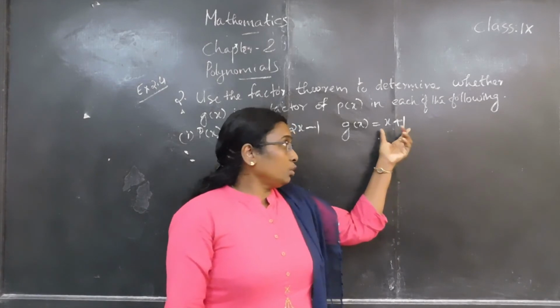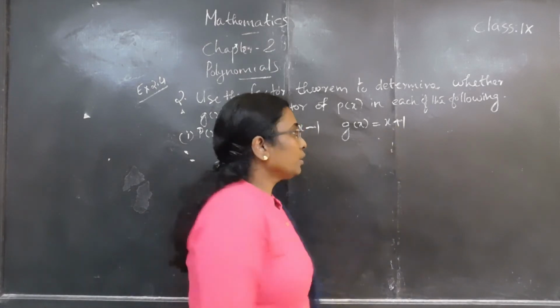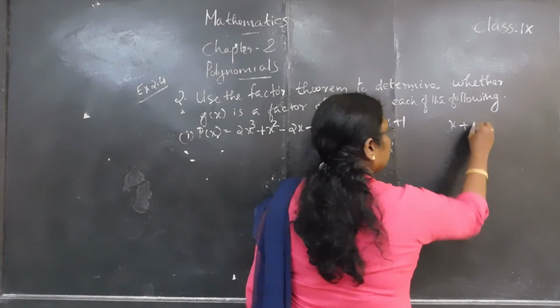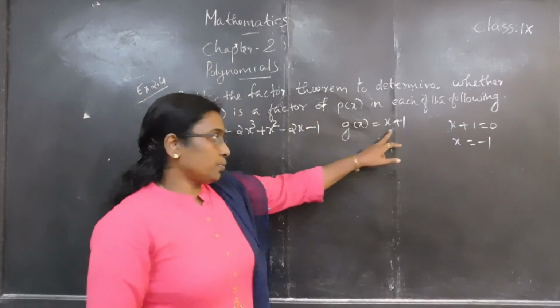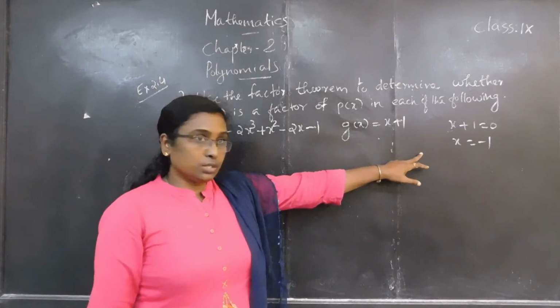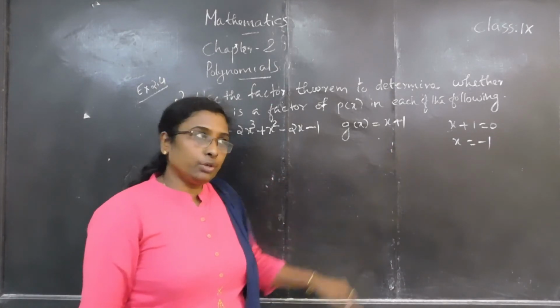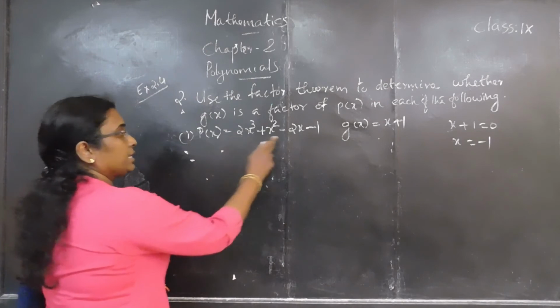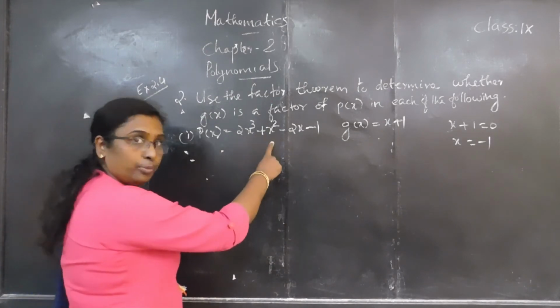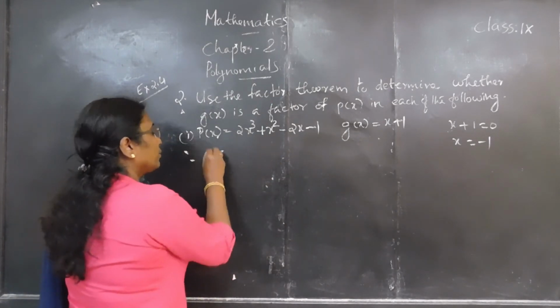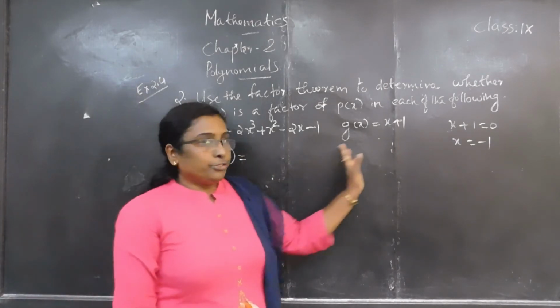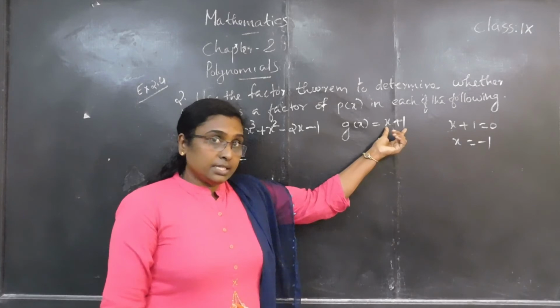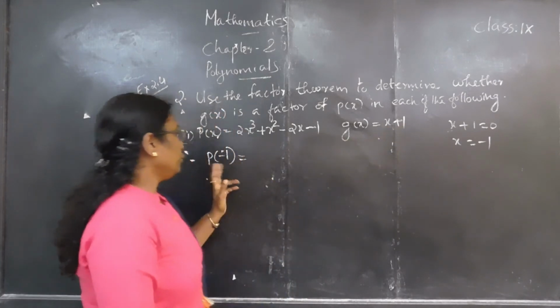Here the root of x plus 1 is minus 1. Setting x plus 1 equal to 0, we get x equal to minus 1. Therefore, the root of x plus 1 is minus 1. So, the remainder is p of minus 1. p(x) is a cubic polynomial, and the remainder is p of minus 1. We have to find whether x plus 1 is a factor.